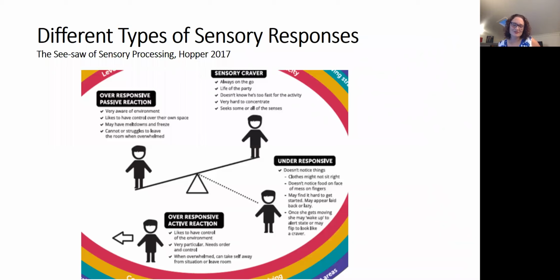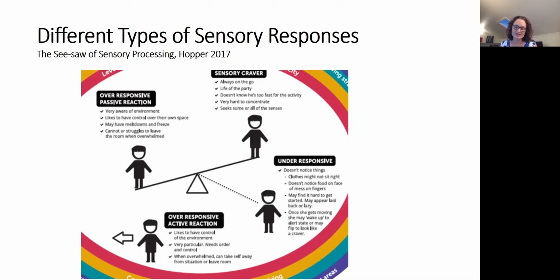So I just wanted to talk to you here about the different types of sensory processing that we have, and the different sensory responses. This comes from a sensory model that I put together last year, and I'll show you the full one at the end of this workshop, and I'll include a copy of that as a freebie as well. I call it the seesaw of sensory processing.